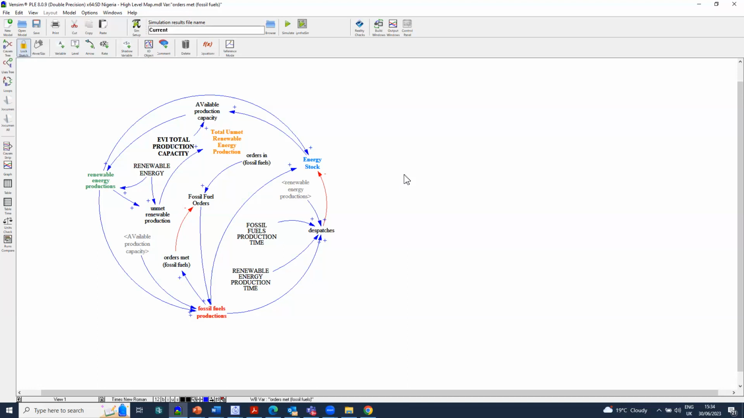Any questions on this? Let's take another variable from the stock and flow.